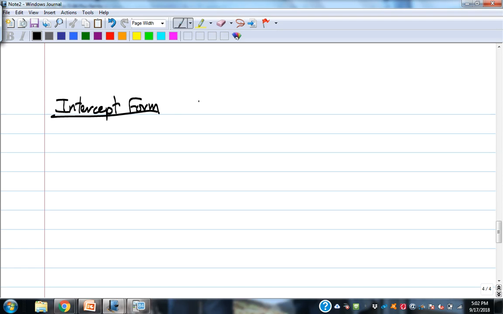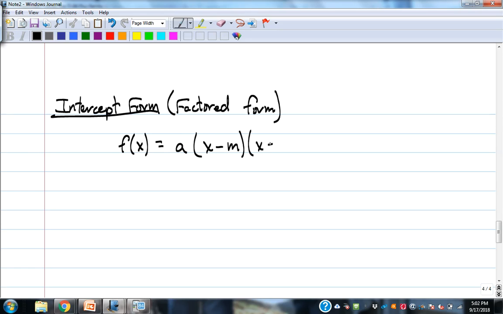Intercept form. I may slip up and call it factored form because it's the same thing. Intercept form, factored form, vertex form, and shifted form mean the same thing. Standard form is just standard form. Intercept form still has that same a that we've dealt with forever. Here are the factors of that quadratic. That's what intercept form or factored form is.